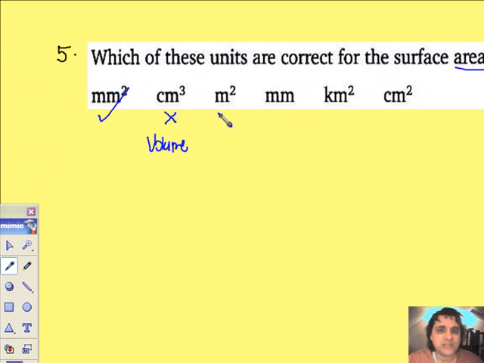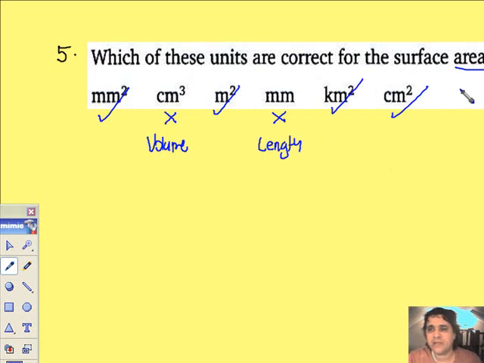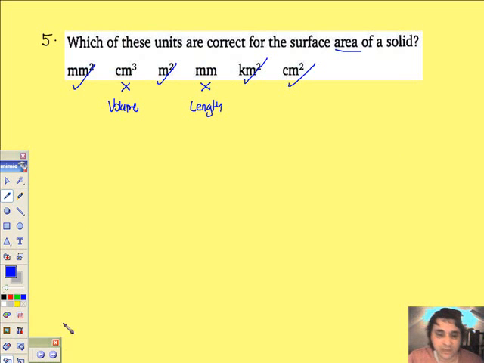Power of 3. Meters squared? Yes, that's an area. Millimeters? No, that's just a single one-dimensional length. Kilometers squared, like a large area of land? Yes, that's an area. And centimeters squared? Yes. So these four have a power of 2 and therefore represent the units of an area of some sort.